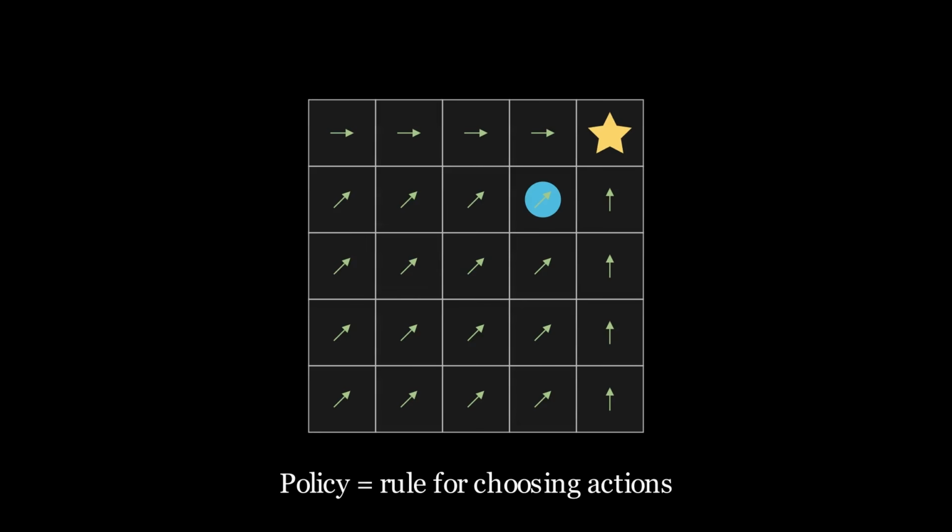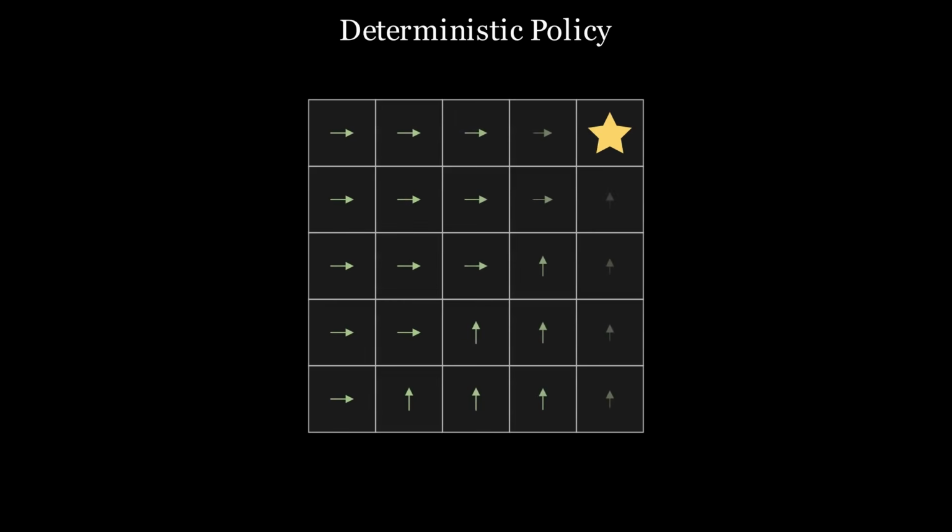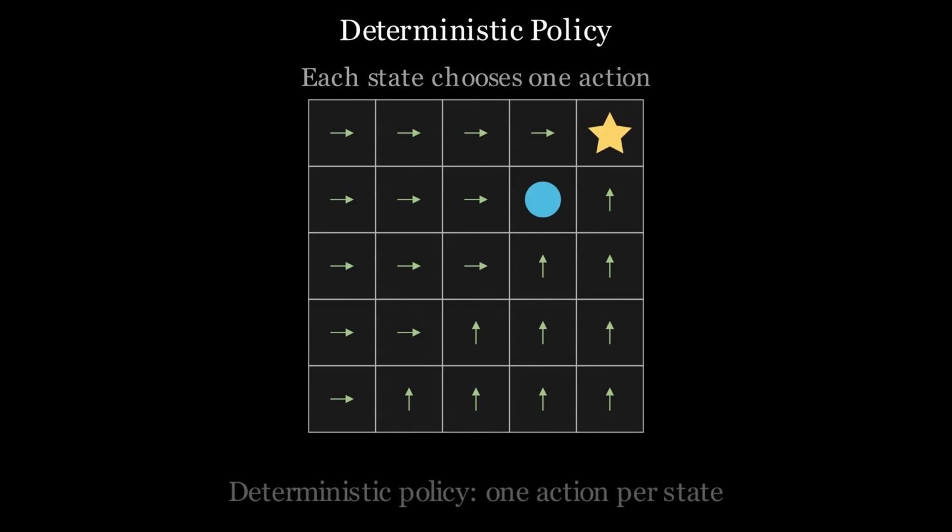There are different kinds of policies. Let's start with the simplest one. In a deterministic policy, each state has exactly one action. No randomness, no uncertainty. The agent always does the same thing in the same situation. Follow the arrows, reach the goal, every single time. Deterministic policy, one action per state.